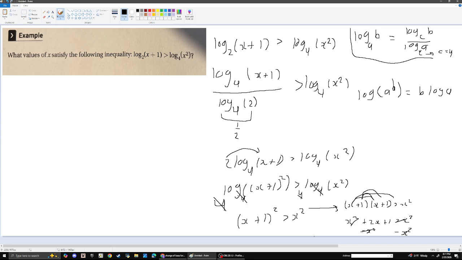Notice how this is very nice. Now we don't have to worry about any x squareds. We're only going to one solution, or I guess one answer interval, whatever. So 2x plus 1 is greater than 0. Alright, and this means if you subtract the 1 from both sides and divide by 2, you get x is greater than negative 1/2. That is our solution that we get.